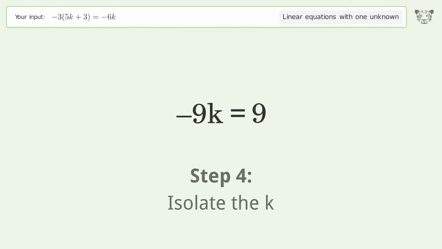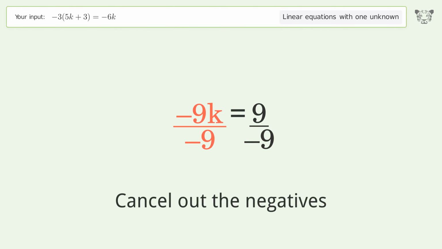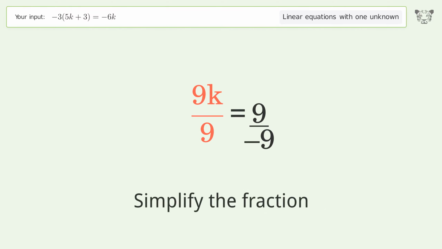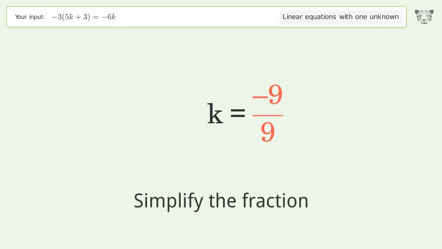Isolate the k. Divide both sides by -9. Cancel out the negatives. Simplify the fraction. Simplify the arithmetic. Simplify the fraction.